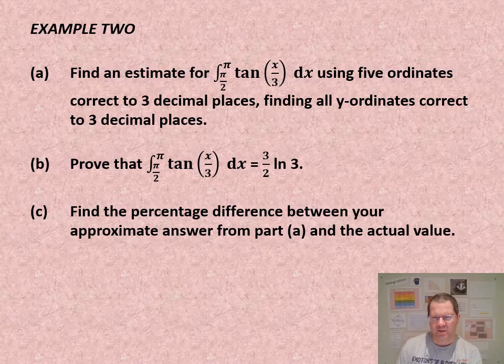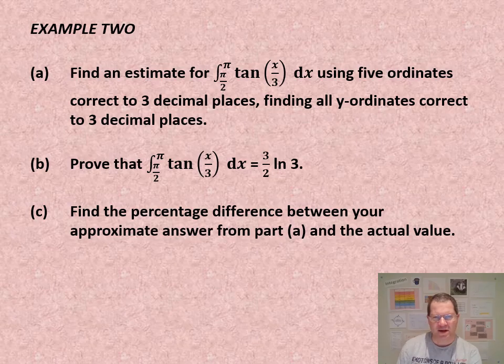Now, for example 2, we've been asked to find an estimate for the area under the curve tan of a third of x between pi over 2 and pi. And it turns out that actually we can integrate that, which we're going to be doing in part B, and then comparing the percentage difference between our approximate answer and the actual value in part C.